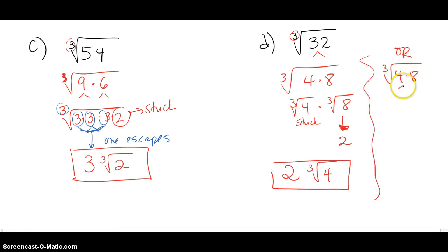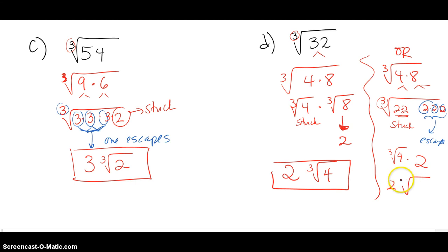Or maybe you said, hey, I'm going to break up the 4 and I'm going to break up the 8 further. So that would be 4 is 2 times 2, and 8 is 2 times 2 times 2. And now you have repetition of 2's, and these 3 get together and escape, and the other 2 2's are stuck inside. So this 2 leaves, these guys are stuck because there's only 2 of them and you're looking at a cube root. So ultimately you have 2 outside, cube root of 4, which is the same as this guy.